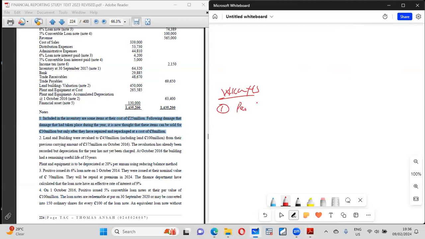So now we are told that included in the inventory, what is our inventory? Inventory per trial balance is 64,320. They said that included in this figure in the trial balance is 25,000 following damage that took place during the year. It is now thought that the item will be sold at 30,000, but only after a repackaging cost of 8,000. So it means we have to apply IAS 2 to lower of cost and net realizable value for that particular 25,000 item. So let's take away that 25,000 from this.